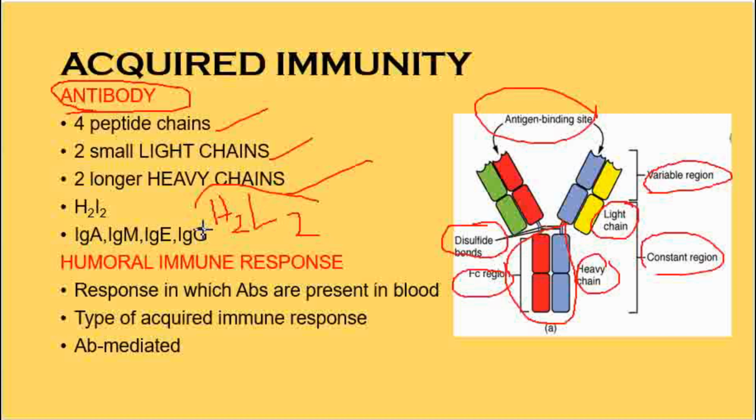2 heavy and 2 light chains are there in the structure of the antibody, and the different types of antibodies are IgA, IgM, IgE, IgG. So we write the antibodies like this.